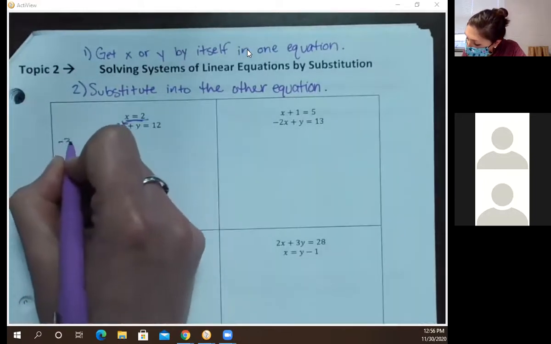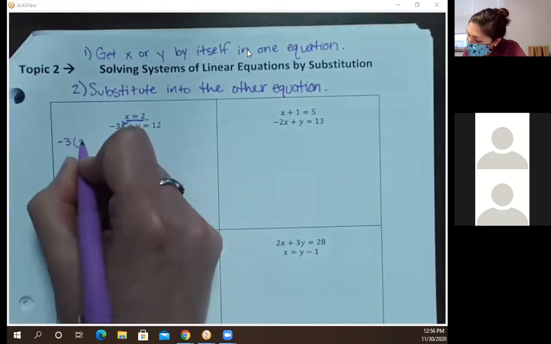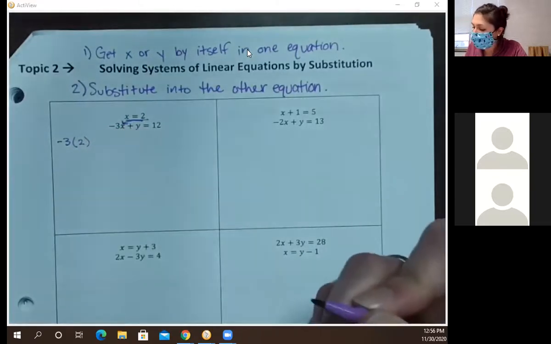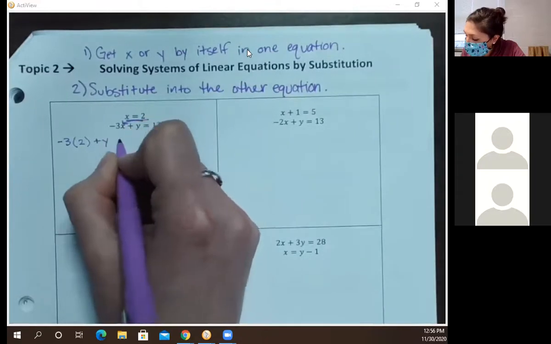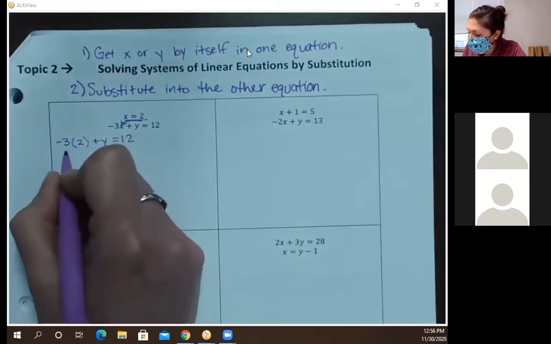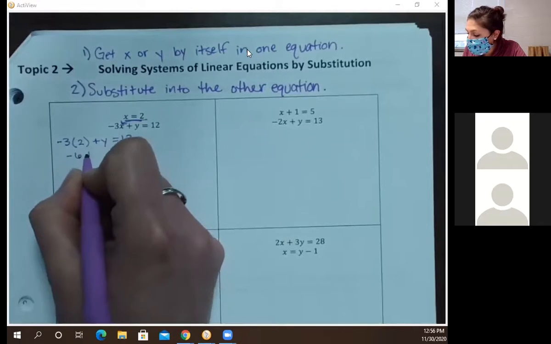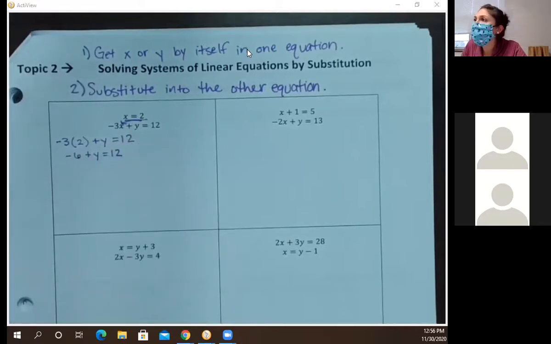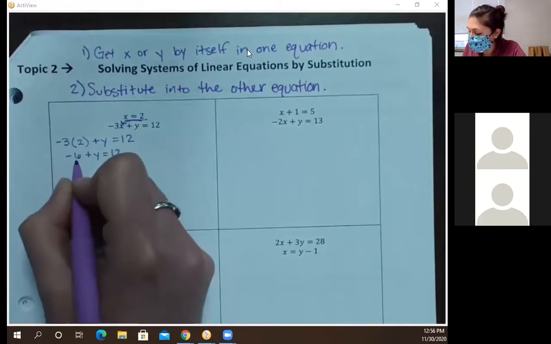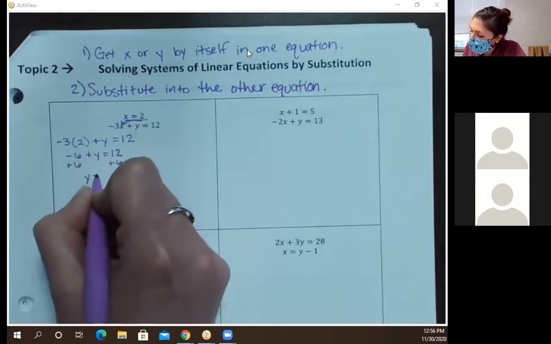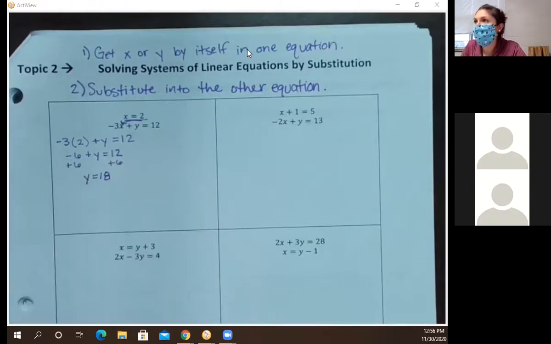So I have negative 3 times 2. Since x is equal to 2, I'm plugging that in for x. I'm substituting that in for x plus y equals 12. Now I want to simplify anything I can here. So negative 3 times 2 would be negative 6 plus y equals 12. And then I want to get y by itself. So I want to move this 6. To move it, I have to add 6 to both sides, and I get y equals 18.